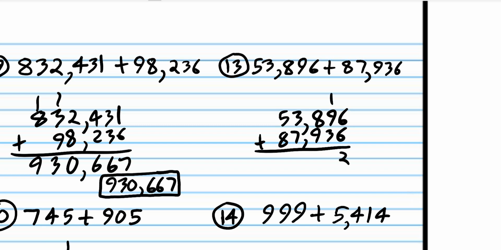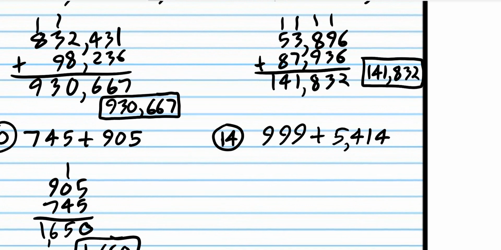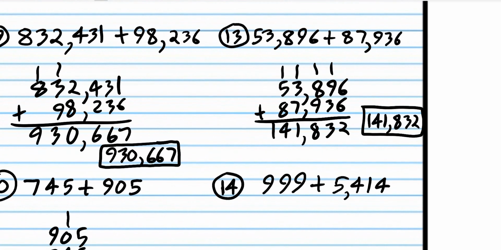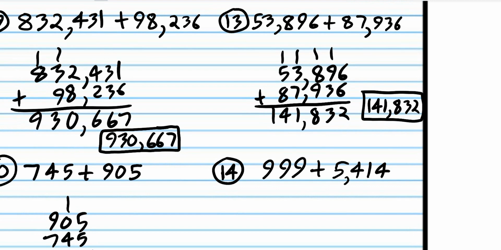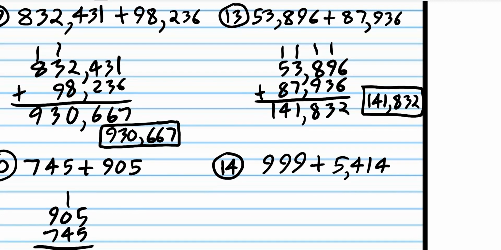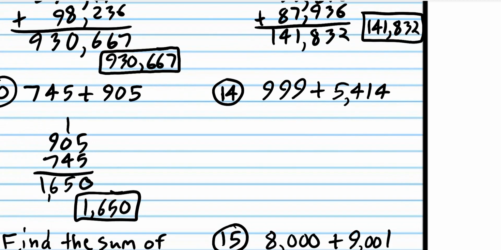6 plus 6 is 12, carry the 1. 1 plus 9 plus 3 is 13, carry the 1. 8 plus 9 plus 1 is 18, carry the 1. 7 plus 3 is 10, plus 1 is 11, carry the 1. 8 plus 5 is 13, plus 1 is 14. Write your final answer. Put your comma. 141,832. That's your final answer. So that problem was a big one because we were carrying a 1 for every column, right?